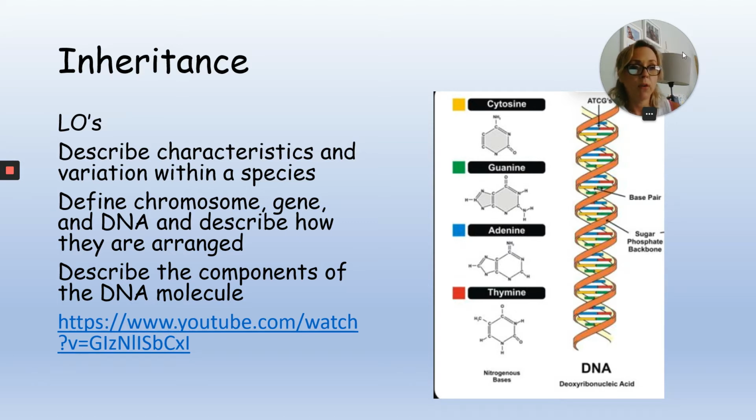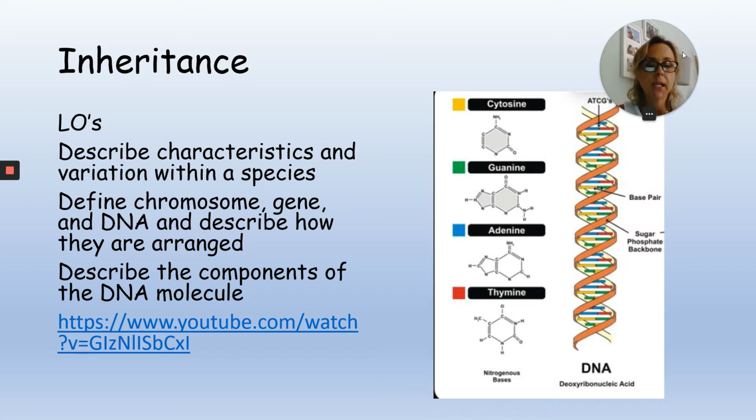By the end of this lesson, you should be able to describe different characteristics within a species. So thinking about humans primarily for this lesson, things like brown hair versus blonde hair or red hair, blue eyes, green eyes, brown eyes, those sort of things, okay? You will also be able to define a chromosome, a gene, DNA as well, and also describe how they are arranged in the cells of our body and the components that make up the DNA molecule.